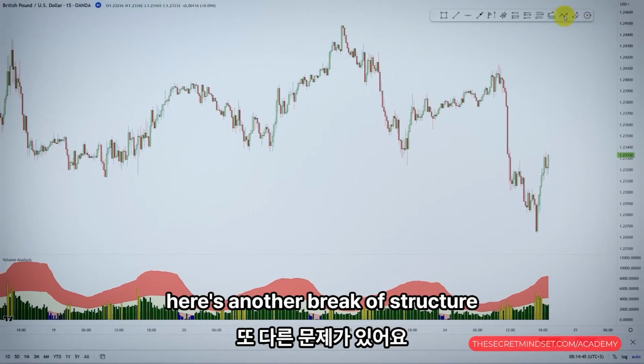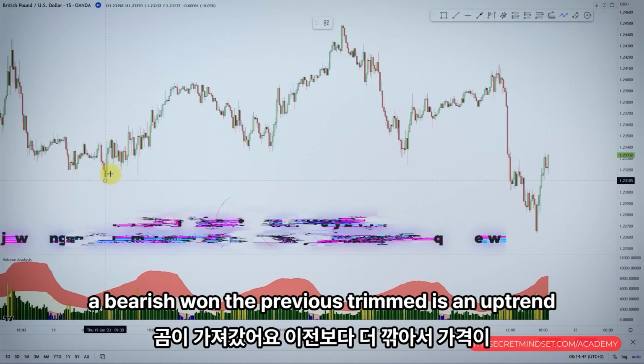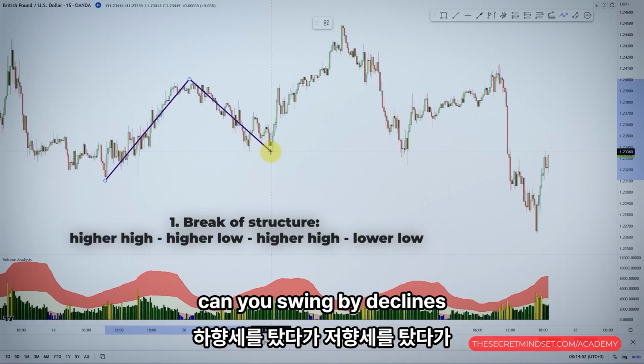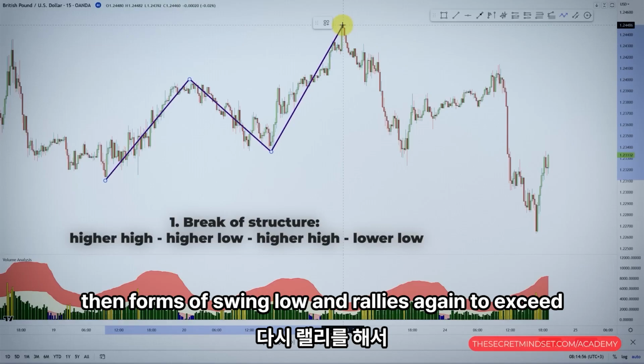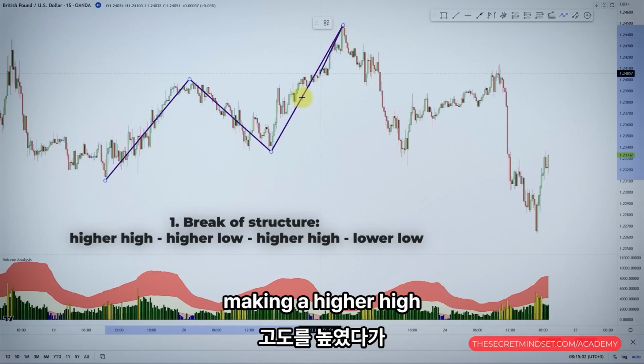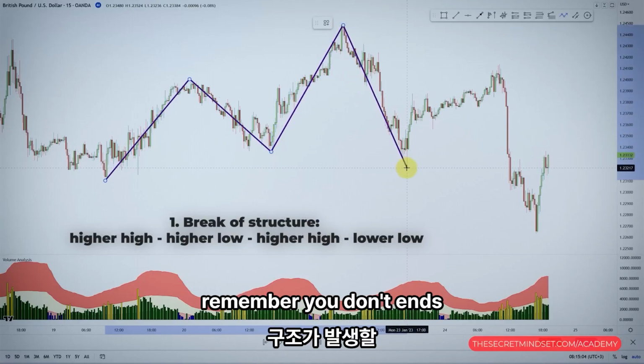Here's another breakout structure, a bearish one. The previous trend is an uptrend. The price is forming a new swing high, declines, then forms a swing low. Price then rallies again to exceed the previous high, making a higher high, and then it decreased to form a new lower low. This is our first sign that we might have an over and under pattern.